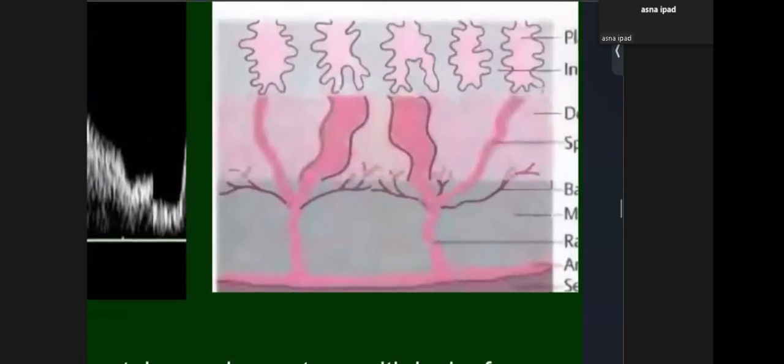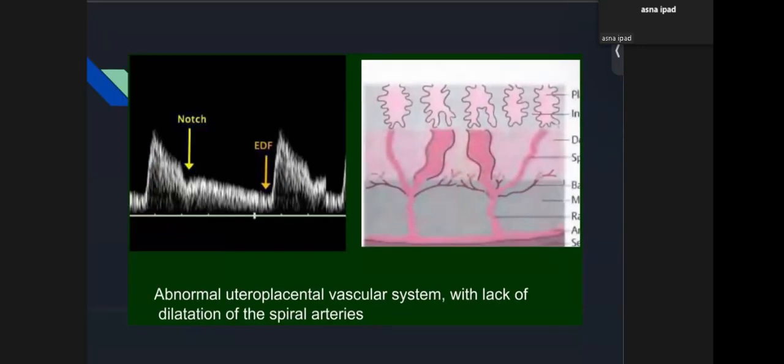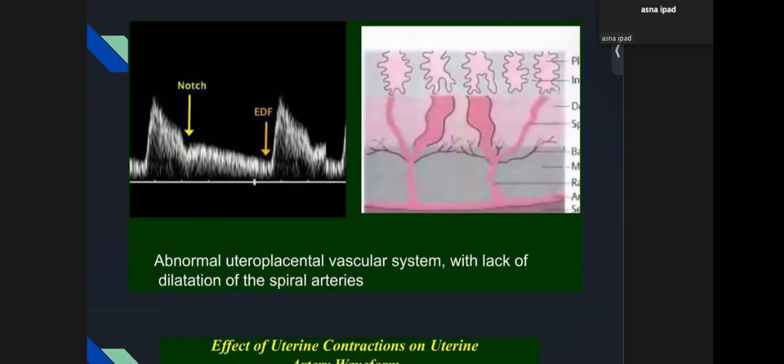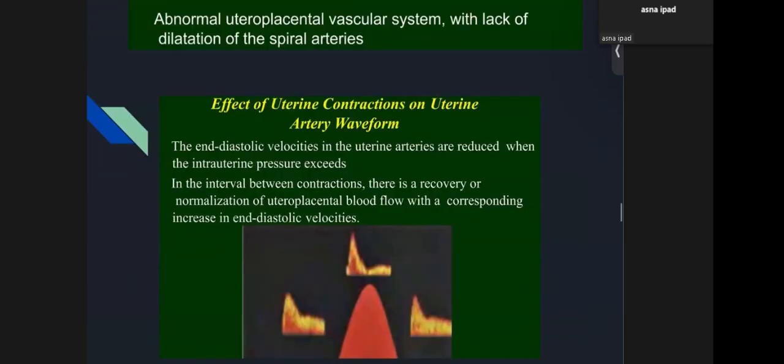In this image, the spiral arteries should actually dilate as the pregnancy advances to accommodate the amount of blood that should pass to the fetus. Here there are 4 spiral arteries. Only 2 are dilated, 2 are not, causing an increase in placental resistance. This is what is called increased placental resistance, leading to an abnormal uteroplacental vascular system.